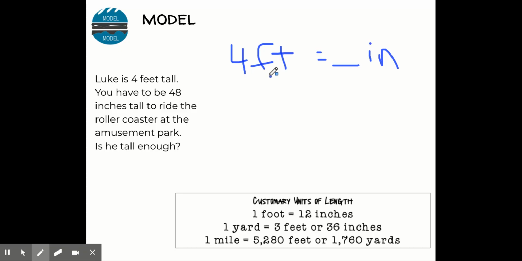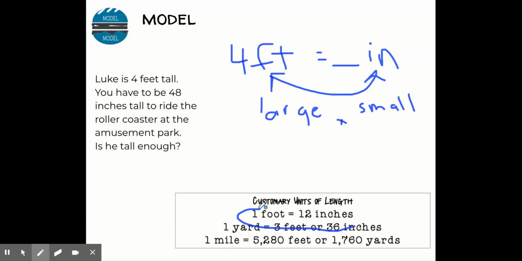So I first asked myself, I'm going from feet to inches. Am I going from a larger measurement to a smaller measurement, or a smaller measurement to a larger? Well, feet are larger than inches, so I'm going from large to small. And since I'm going from large to small, I am going to be multiplying. So I'll look down here at my chart and I see 1 foot is equal to 12 inches. I'll be multiplying 4 feet by the number of inches that are in 1 foot, which is 12, which gives me 48 inches.